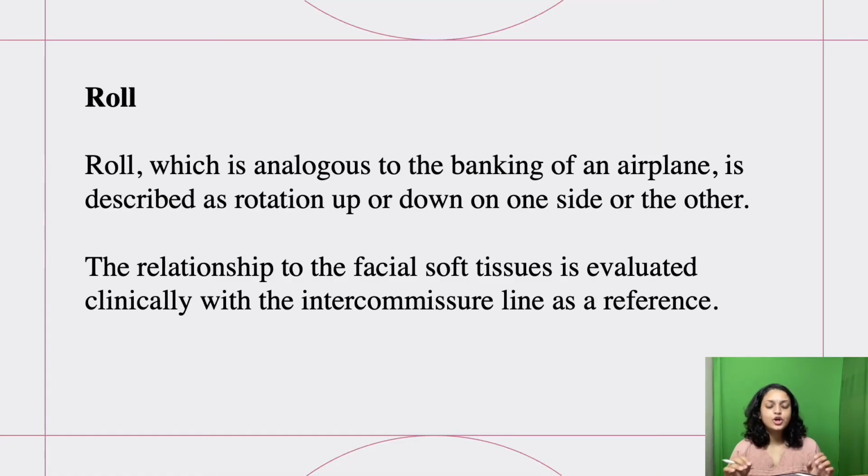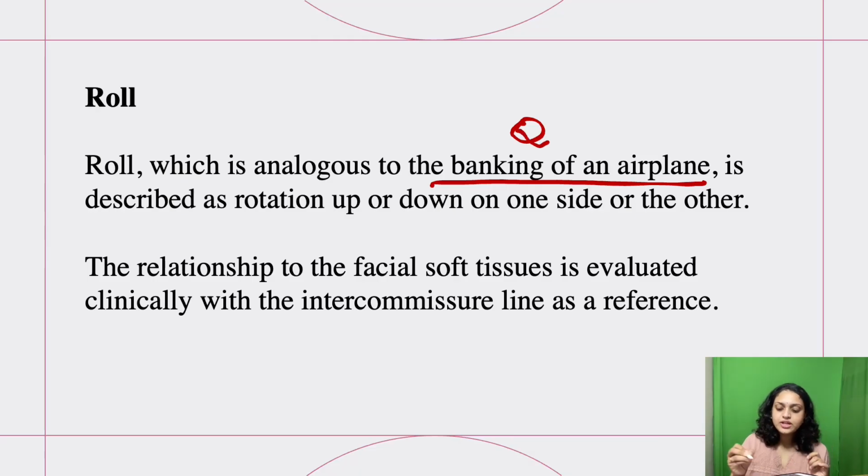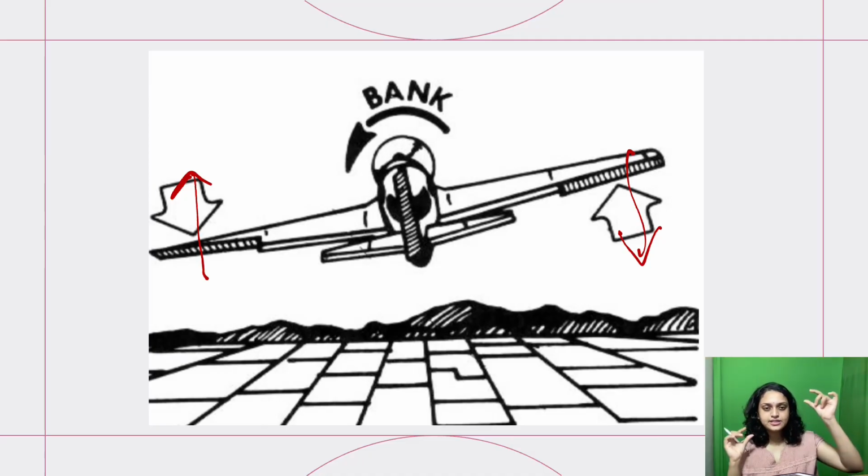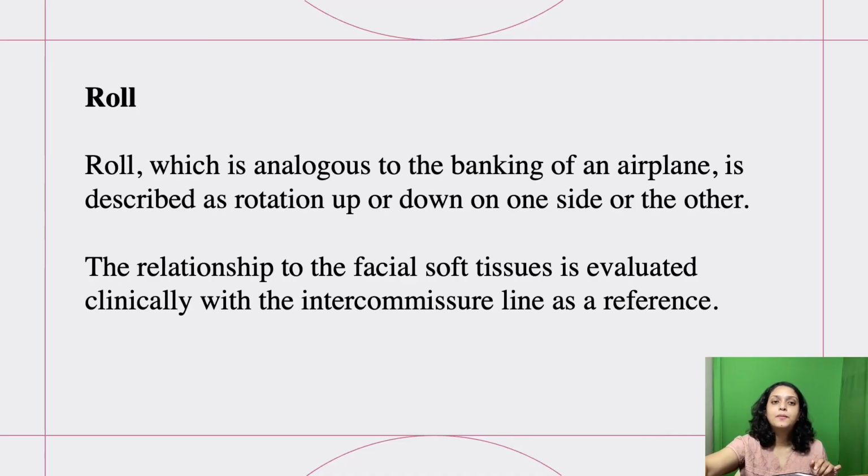Next is roll. Roll is analogous to the banking of an airplane. This was an important question asked in the NEET exam, which is considered to be analogous to the banking of an airplane. What is banking of an aeroplane? When an aeroplane moves from side to side, wings move up or down, this is called banking of an airplane. The same way roll happens. If either of the jaw is rotated like this, it's called roll.